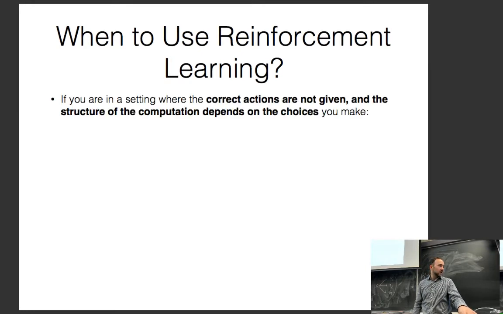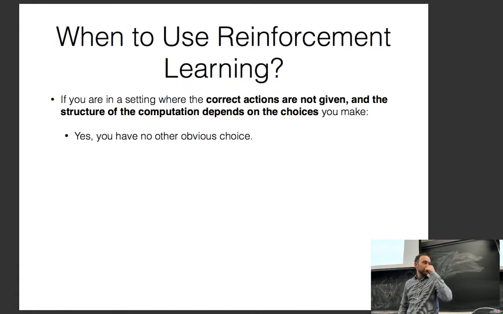So, if you're in a setting where the correct actions are not given, and the structure of the computation depends on the choices that you make. Let's say we're in a situation like the example I gave before, where we have a parse tree that we want to create, and then based on that parse tree, continue with something else. Or let's say we're in a dialogue system where the dialogue system needs to look up stuff on the web based on some actions, or return weather information based on other actions it chooses.